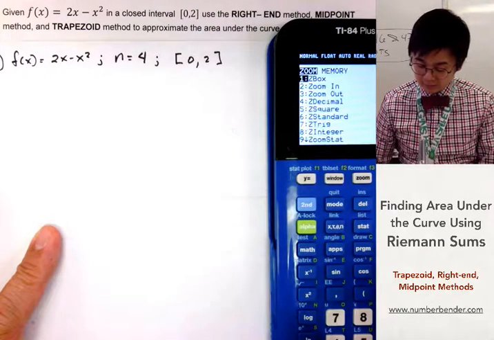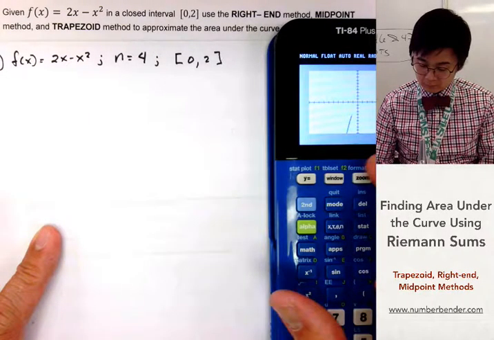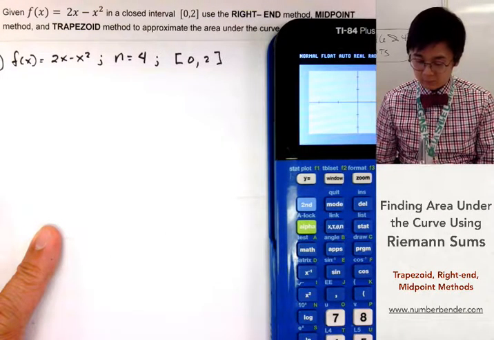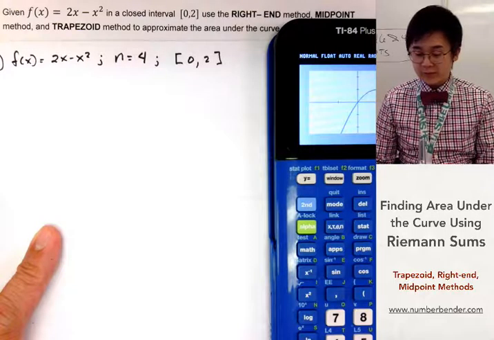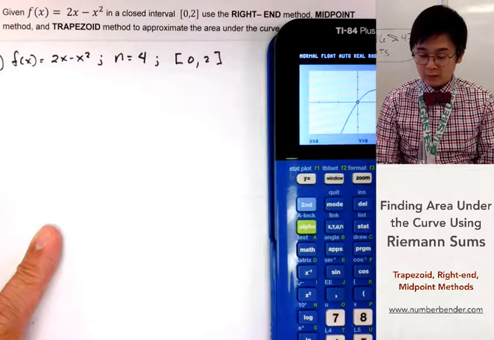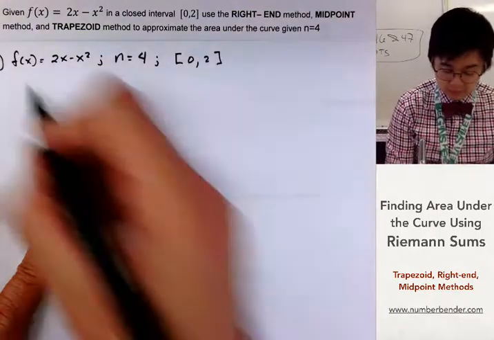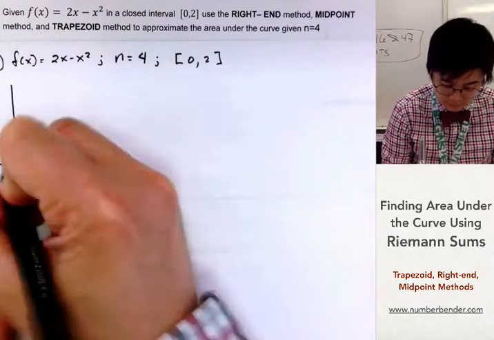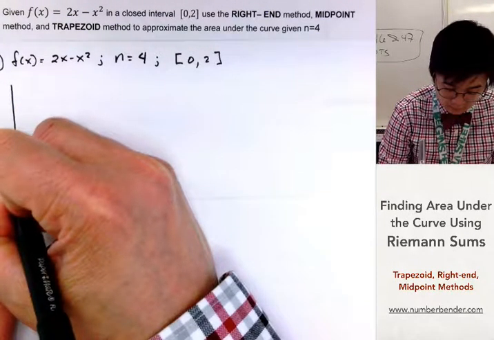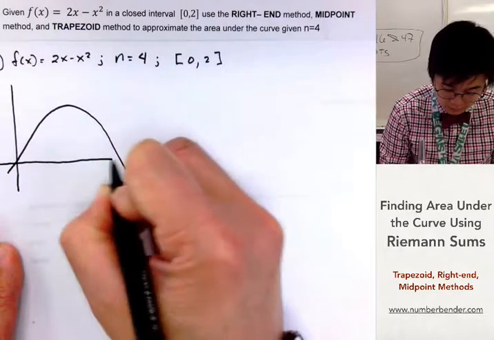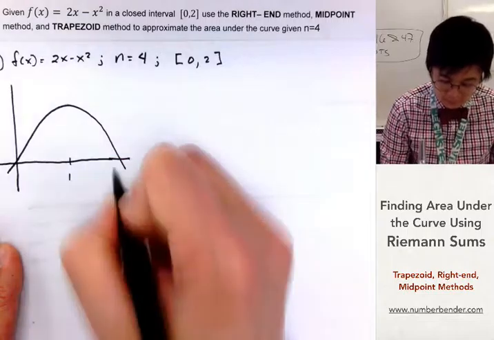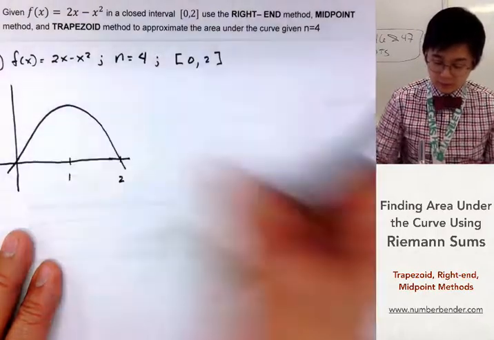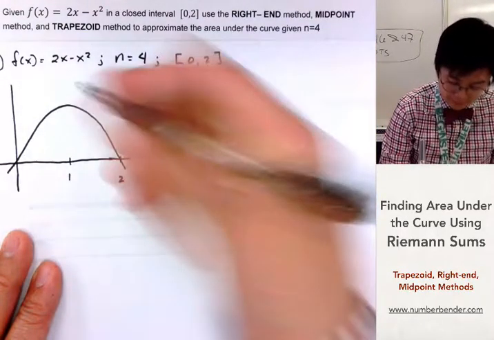So, pag pinalaki natin siya, mas makikita natin yung itsura ng graph. At sa graph na ito, from 0 to 2 yung ating function. So, let's go ahead and sketch the graph of the function. So, ito yung graph ng function. At kung i-estimate natin yung rectangles niya, meron tayong 4 na rectangles.